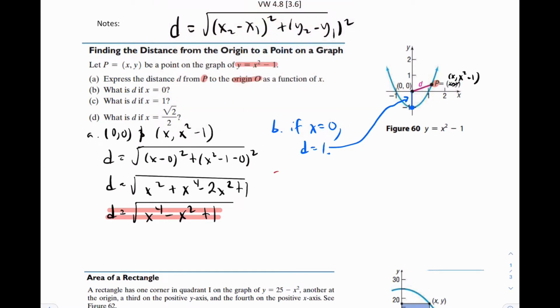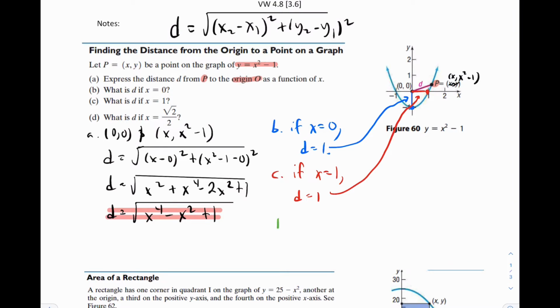What's the next one? C. If x equals 1, D should equal. So plug in 1 right here. Notice how we still get the root of 1, which is 1. And that point, well, that makes sense because if you plug in 1, you get (1, 0). And this red line, that distance is also definitely 1.